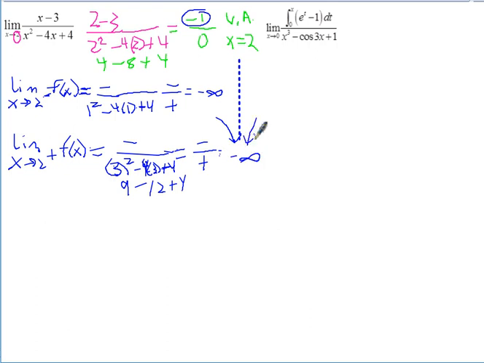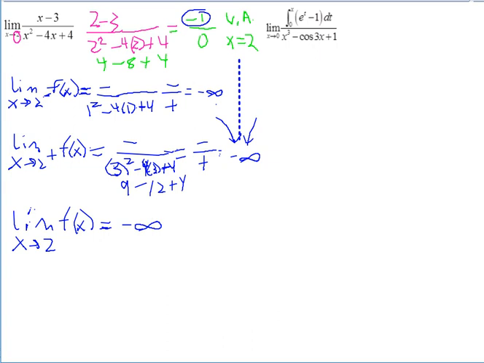Look at that. So that tells us, since those are the same, the overall limit as x approaches 2 of this function, I'll call it f of x, equals negative infinity. If these had been different, if one had been positive infinity and one had been negative infinity, then the general limit would not exist. Now let's take a look at one that's a little different.